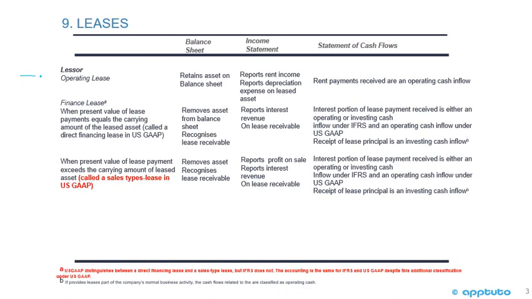Now looking from the point of view of the lessor, if it's an operating lease, they retain the asset on the balance sheet. So assets equals liabilities plus equity. So if a company is a lessor and they have an operating lease to another company, they have the asset. On the income statement, they're going to have a rental income and they're going to have the depreciation expense on the leased asset. And on the statement of cash flow, the rent payments received are an operating cash flow.